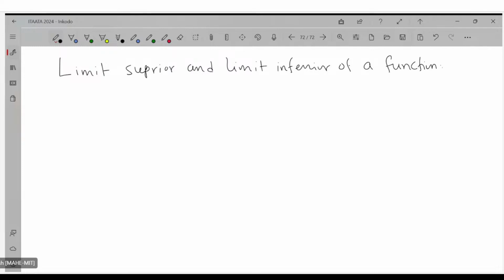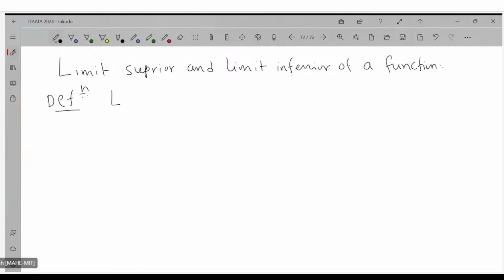Limit superior and limit inferior of a function at a given point. Okay, so, limit. Okay, what it is? So we are defining in the following way.